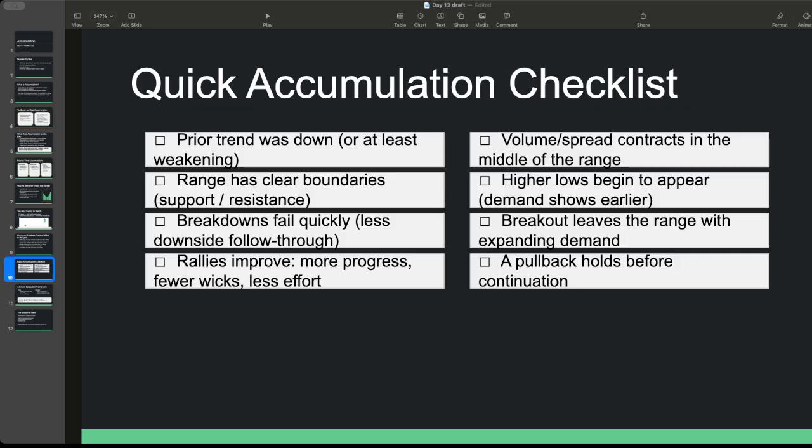Breakout starts to leave the range, or basically what a breakout is, and get some sort of expansion out of that. Pullbacks hold before continuation. So when you do get a pullback, it's slow and controlled, and it's one that you can kind of get behind, right? It's not a strong sell-off from the highs with a lot of supply pouring in.